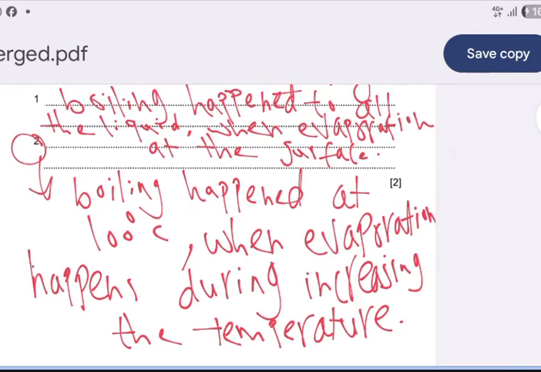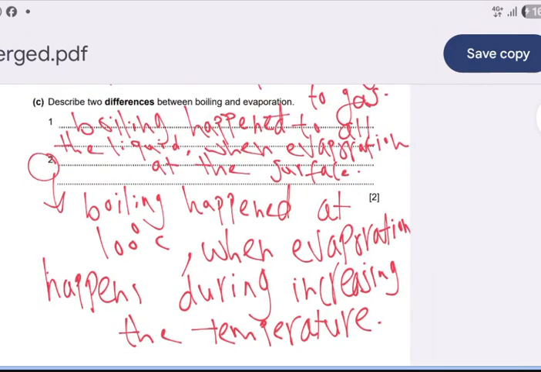So you need to know the two points. Boiling and evaporation, both of them, liquid will be gas. But for boiling, we need to reach first 100 Celsius, and all the water will start to evaporate. But evaporation happens during increasing the temperature, and it can first happen at the surface of the liquid. Finish.